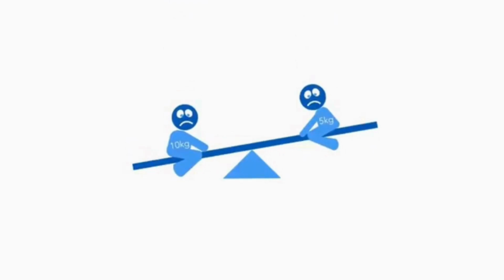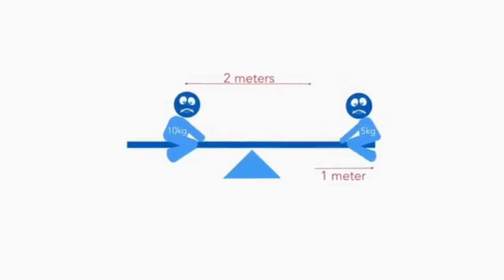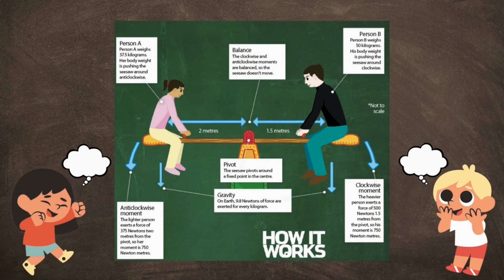Since the masses of two persons are different, we must put them at different distances to create an equilibrium, as in the example shown. A scholar once said, "Give me a stick long enough and a pivot, and I shall move the world." Let's move on to another example.